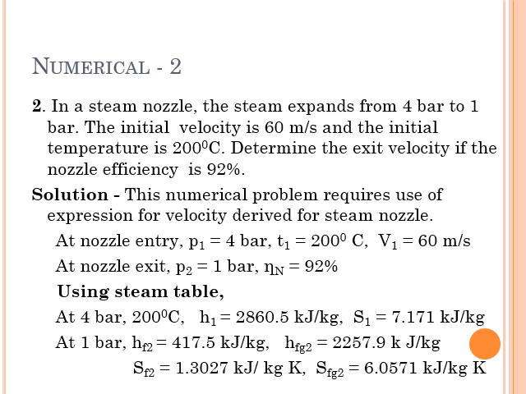The property of dry saturated water, HF2, that is enthalpy, is 417.5 kilojoule per kilogram, and entropy SF2 is 1.3027 kilojoule per kilogram Kelvin. The dry saturated steam values, HFG2 is 2257.9 kilojoule per kilogram and entropy SFG2 is equal to 6.0571 kilojoule per kilogram Kelvin.